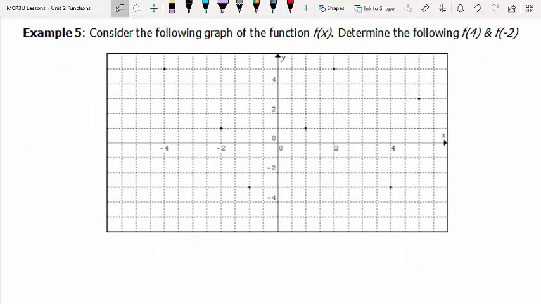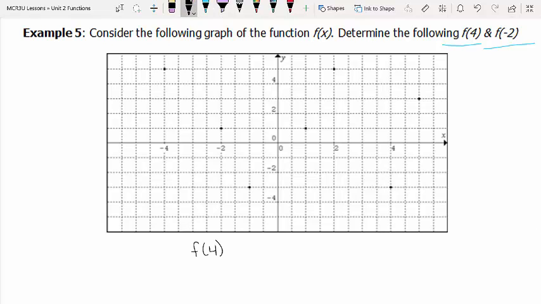Okay, the final thing that we are going to learn today is here in example 5. So consider the following graph of the function f at x. Okay, so this function is displayed as a bunch of points. Okay, that's a function, as long as every x value only has one y value. Okay, so they're asking us to determine what f at 4 is and what f at negative 2 is. Okay, so let's solve for f at 4 first.